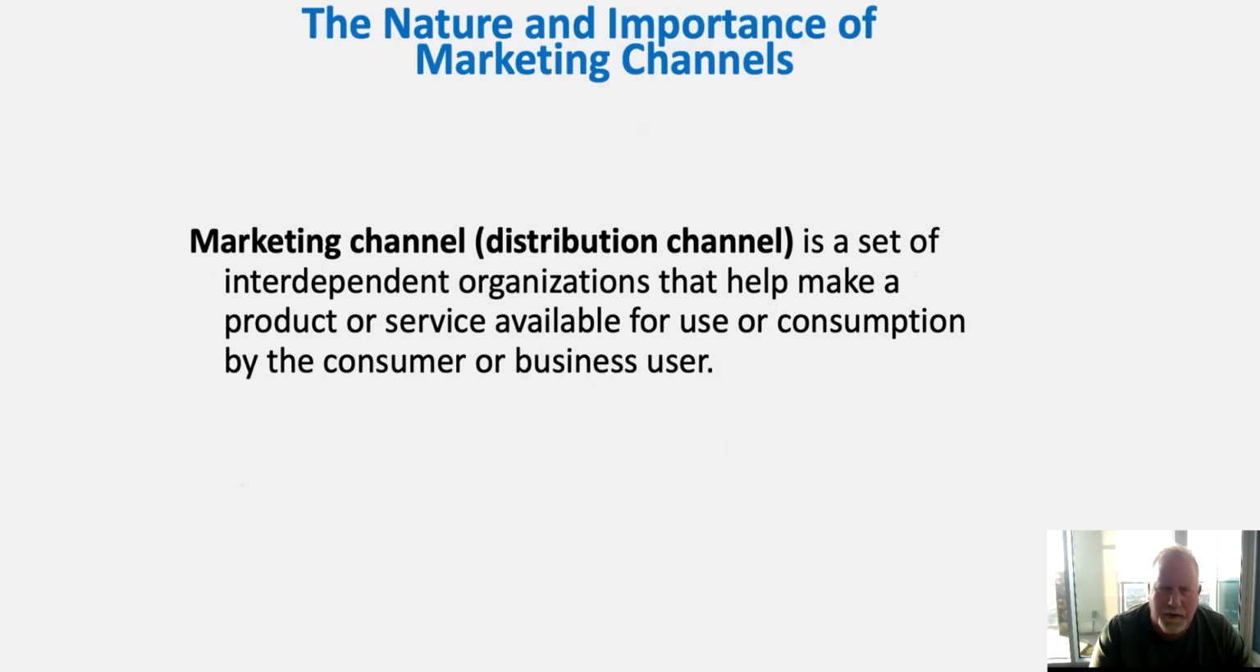So when we think about marketing channels as opposed to fully a distribution channel, a marketing channel is a set of independent organizations that help make a product or service available for use or consumption by the consumer or business user. So what we're talking about, and we'll give you some really good examples today, is a set of organizations downstream that we work with to be able to make our product or service available so that the end consumer can access it and buy it and consume it.